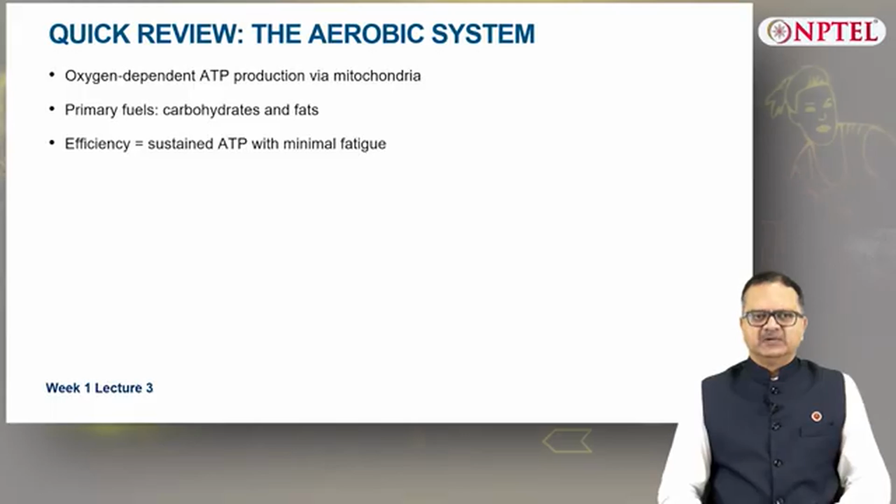Let's talk about the aerobic system. The aerobic system is a biological system wherein ATP is produced in the presence of oxygen via mitochondria. The primary fuels for this are carbohydrates and fat. And improved efficiency means sustained ATP is produced with minimal fatigue.